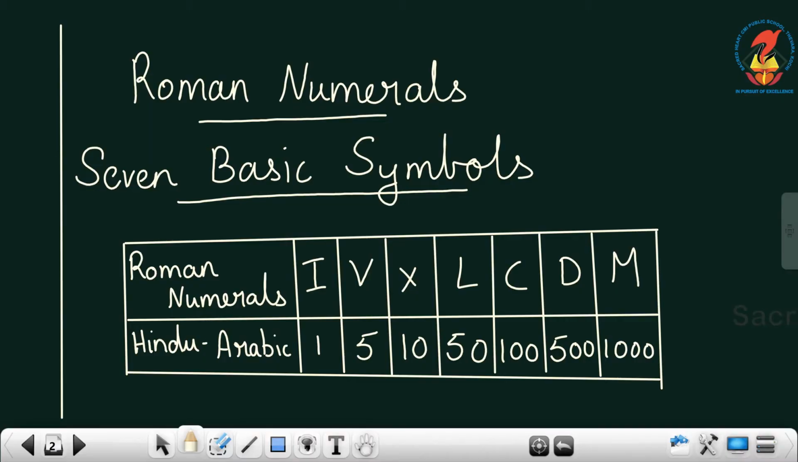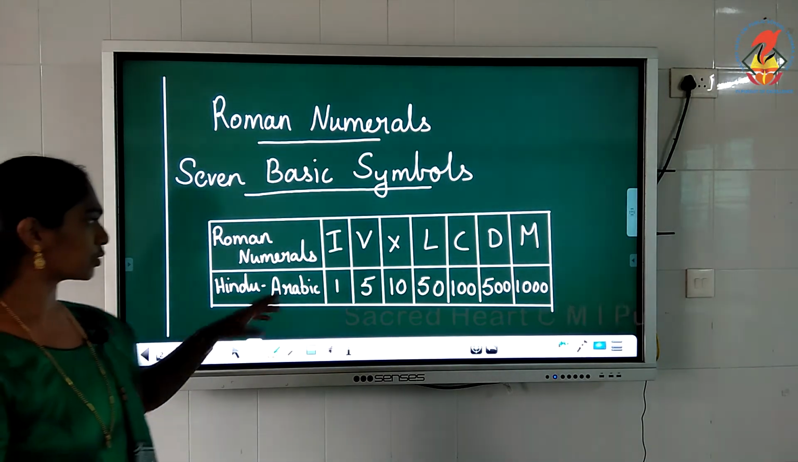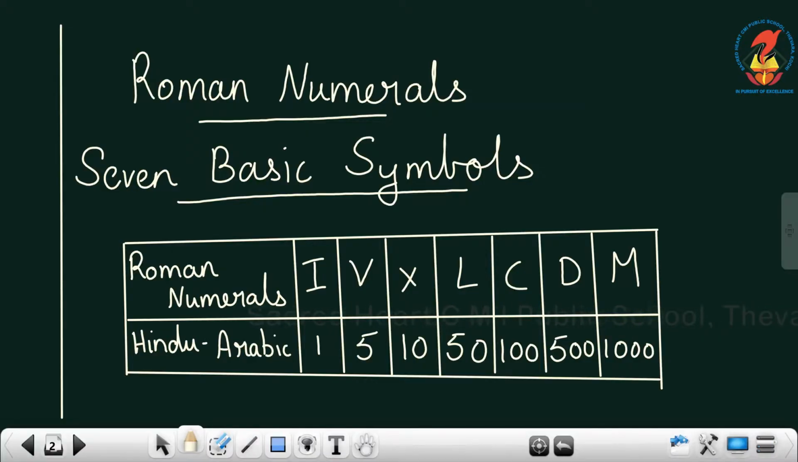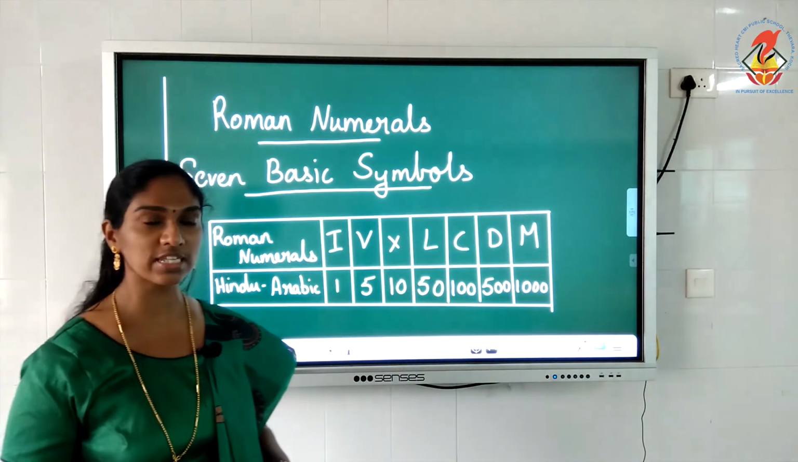Roman numerals. 7 basic symbols. These were the 7 letters they used, and using these 7 letters they wrote the rest of the numbers. So see this letter I. I is for 1. V is for 5. X is for 10. L for 50. C for 100. D for 500 and M for 1000. So these were the 7 letters they used for representing numbers.